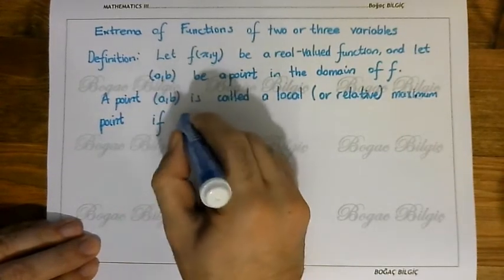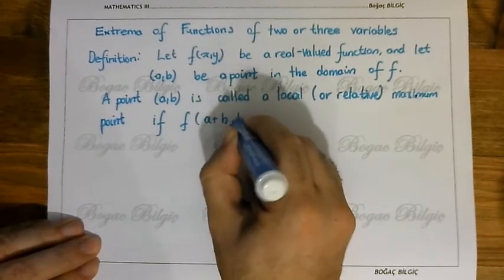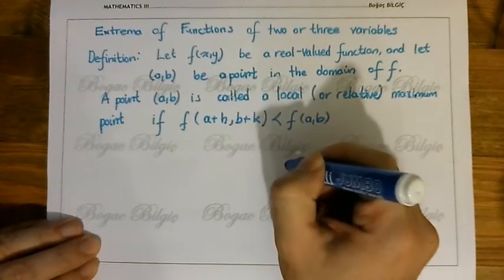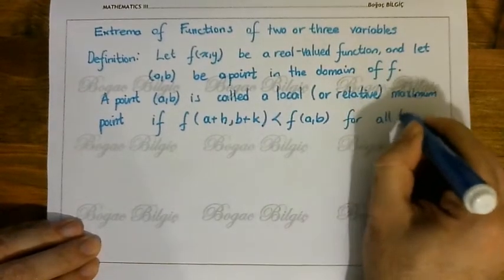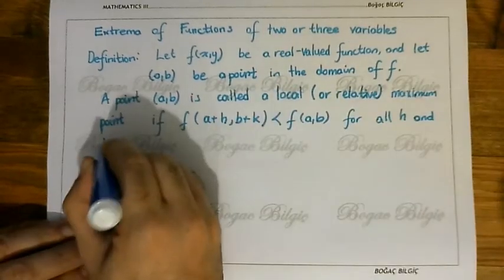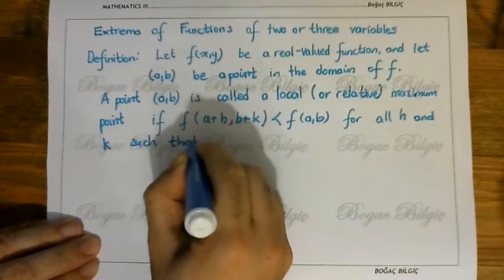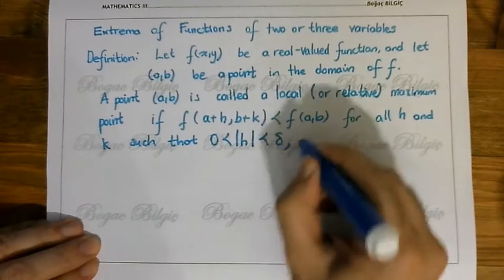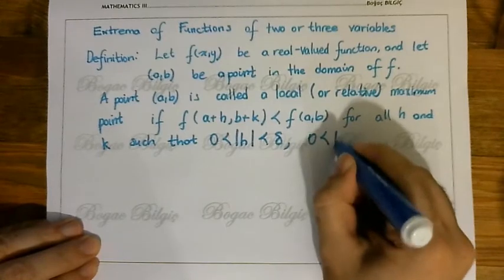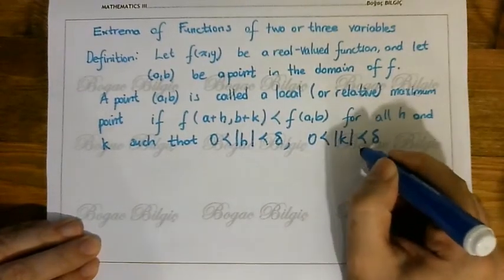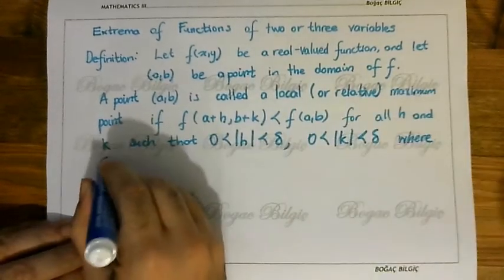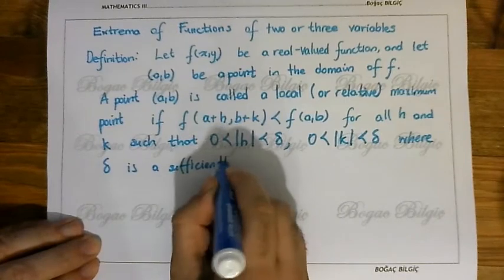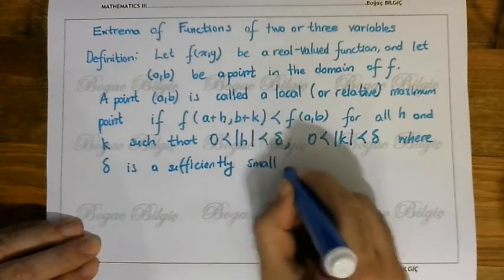if f(a+h, b+k) is smaller than f(a,b) for all h and k such that 0 is smaller than absolute value of h is smaller than delta, and 0 is smaller than absolute value of k is smaller than delta, where delta is a sufficiently small positive number.